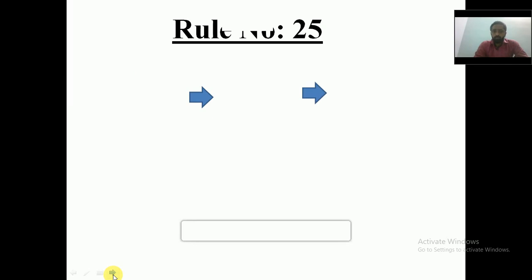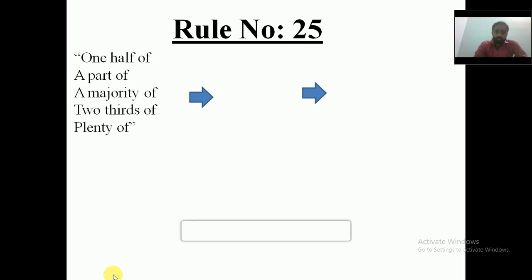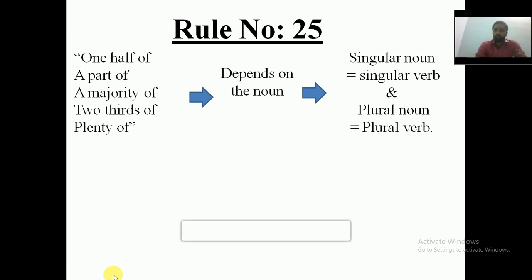Now over to the next rule, rule number 25. Rule number 25 says: one half of, a part of, a majority of, 2/3 of, plenty of. When you have these phrases in a sentence, the verb depends on the noun. If it is a singular noun, it has to be a singular verb. If it is a plural noun, it has to be a plural verb.